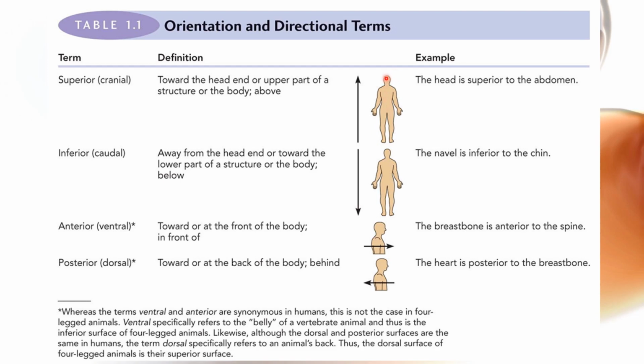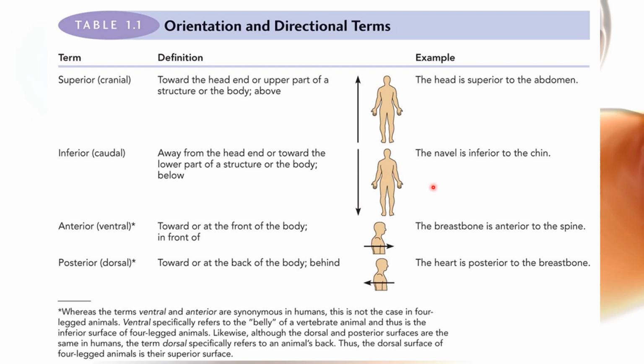So superior is anything towards the head. The head is superior to the abdomen or chest, you could say. Then inferior is going to be away from the head. The navel or belly button is inferior to the chin, right? So it's below the chin. So inferior is below, superior is above, when we're just talking about the axial region.